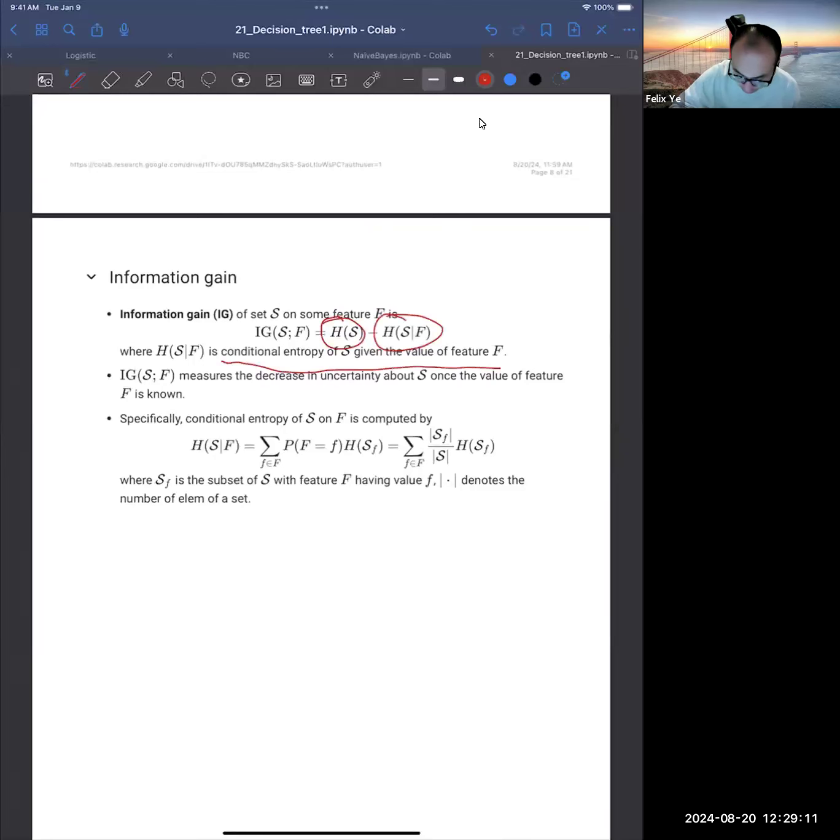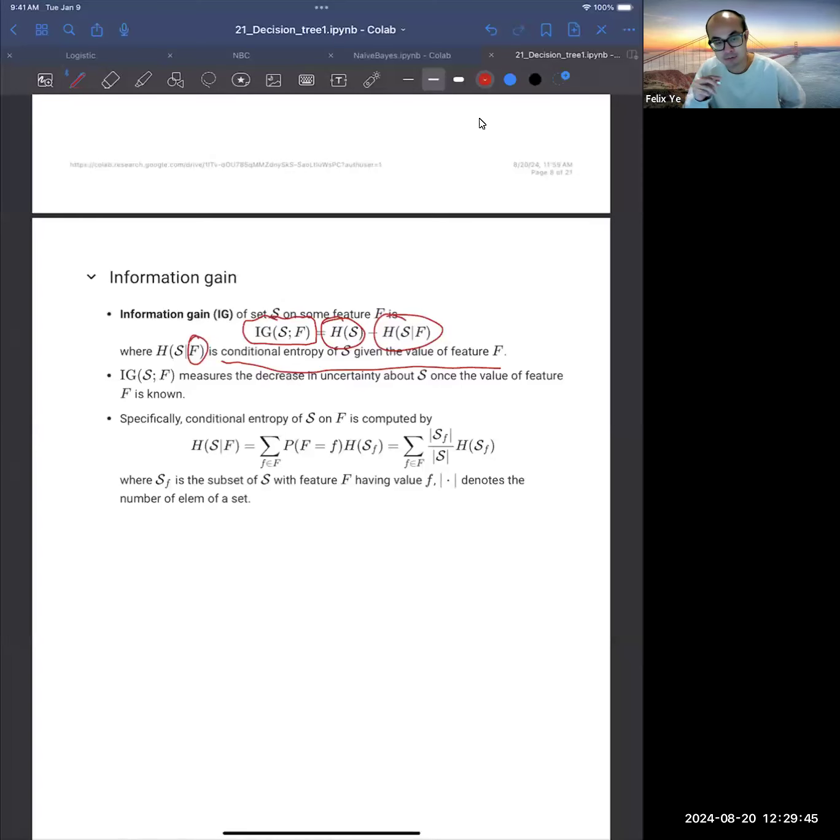That means if we know the feature F, what is the entropy of the set S now. This is called the information gain of S comma F. Basically, if we know the value of F, how much information can I gain from that? This basically measures this information.